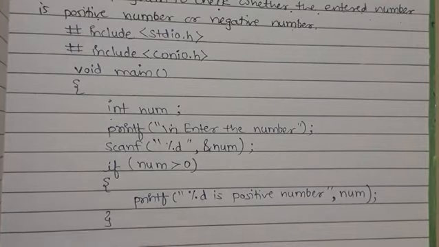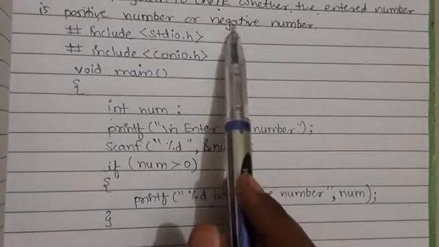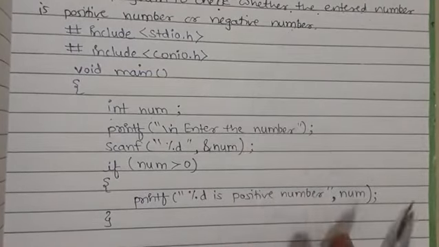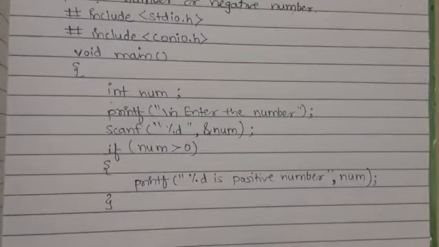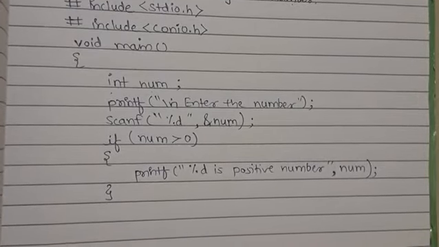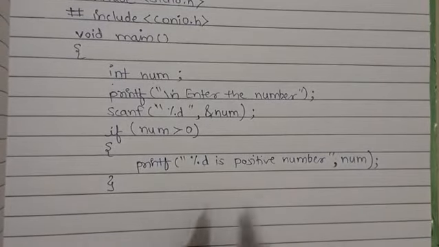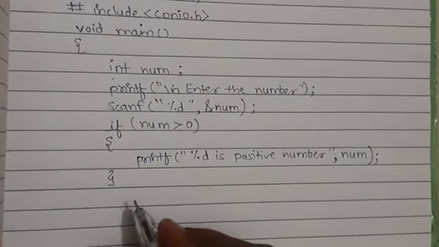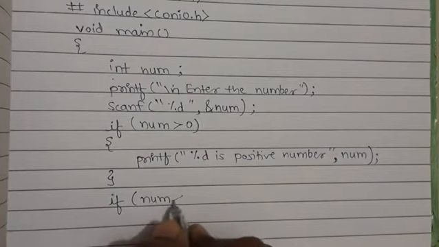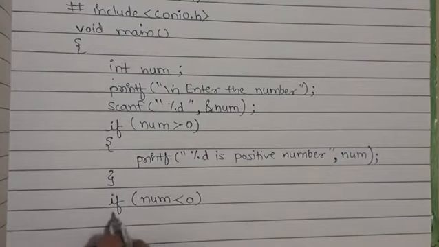Now this is for a positive number, but if our number is a negative number, that is, when the number is less than 0, then that number will be negative. So therefore we will write another simple if statement: if num is less than 0. If num is less than 0, then what will be executed should be mentioned in an opening curly bracket.